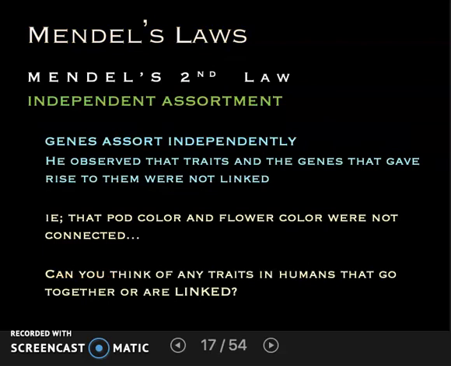is called independent assortment. And what Mendel noticed, and this is a place where you can look at Mendel's data and see that he cherry-picked some of his data to support his conclusions. And what he said was that all these characteristics are independent of one another. So what makes sense is that a purple flowered plant shouldn't necessarily have a yellow pod or a green pod.